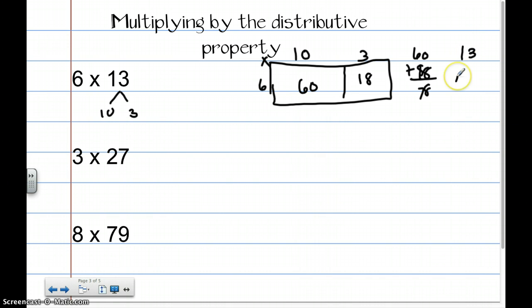Now, if I'm going to check it, I can use the traditional way. So I'm going to do 13 times 6. I do 6 times 3, which is 18, and then I carry the 1. 6 times 1 plus 1 is 7. So 78 is my answer, and they both check.